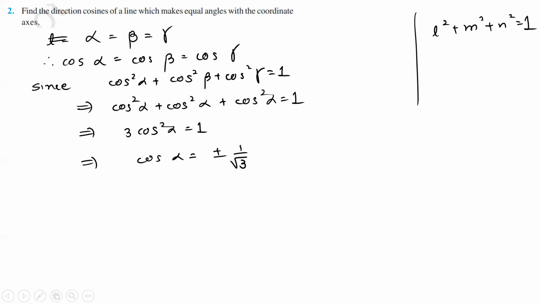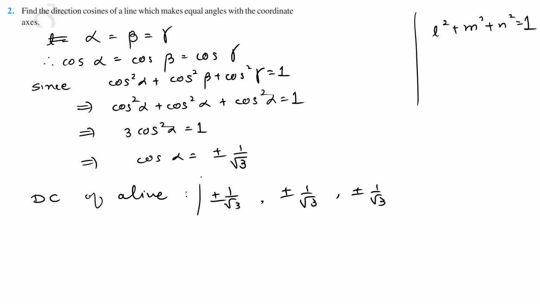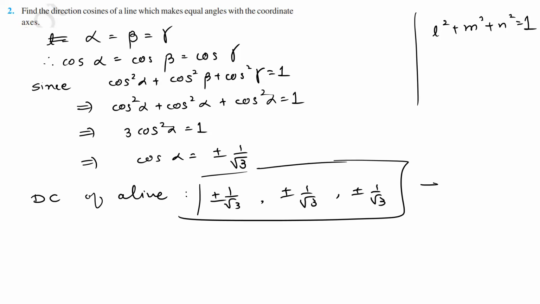That means the direction cosines of the line are plus or minus 1 by root 3, plus or minus 1 by root 3, plus or minus 1 by root 3. You people are going to find this answer: cos alpha, cos beta, and cos gamma.